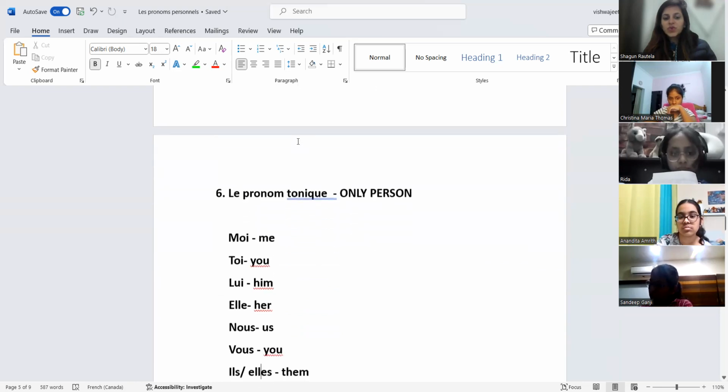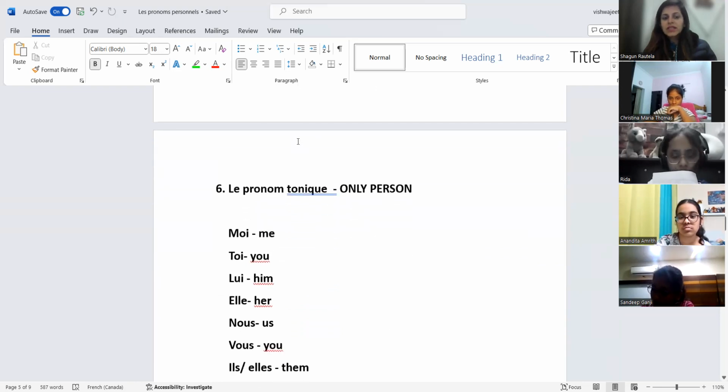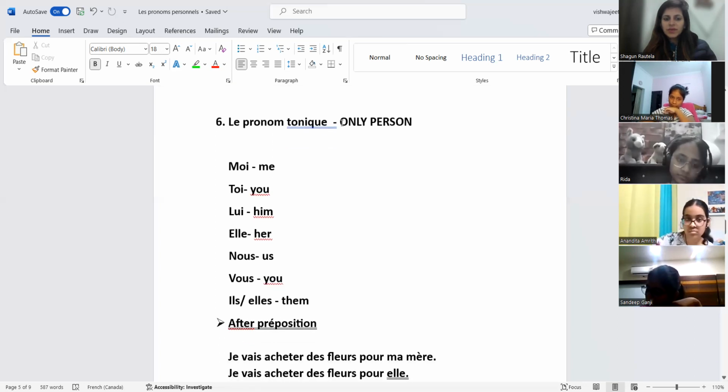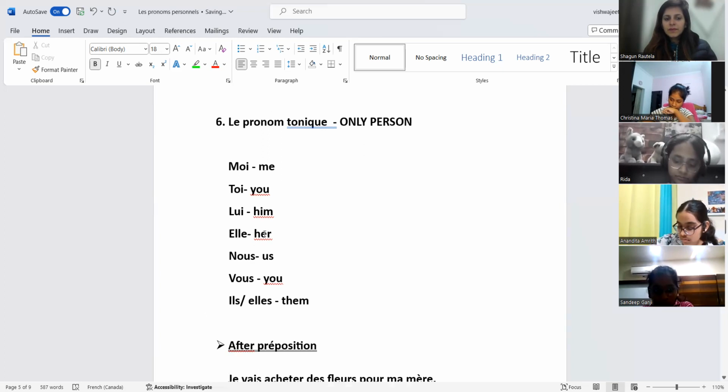The last one is pronom tonique. The last one is a bit different from the previous ones. The placement of COD, COI, Y, and EN is the same, but this is different. First of all, you can see the table. So the table goes like this: moi, toi, lui, elle. Lui, elle is separate here. Nous, vous, eux, elles. So this is the table of pronom tonique.